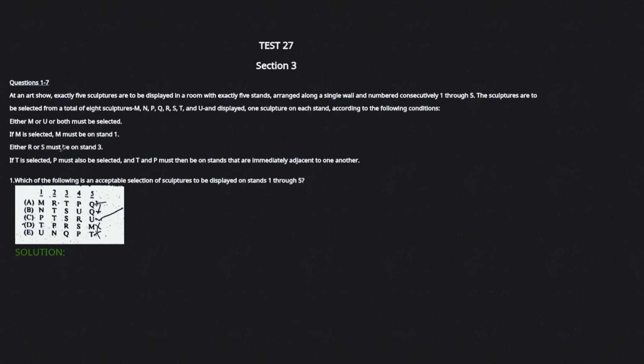Either R or S must be on stand 3. We see here that T is on stand 3. R or S are not on stand 3, so this one is not correct. So, cross. Next one, B.